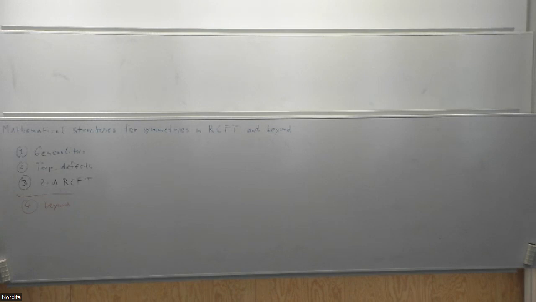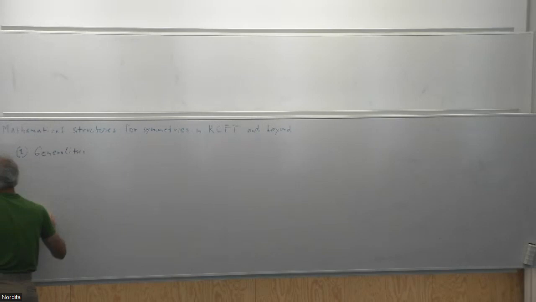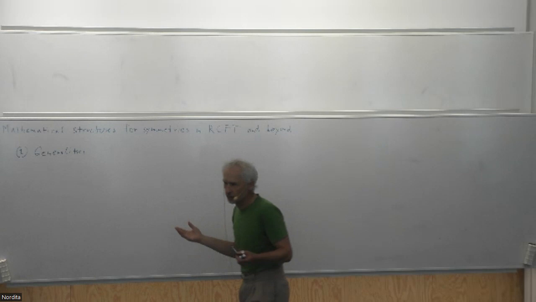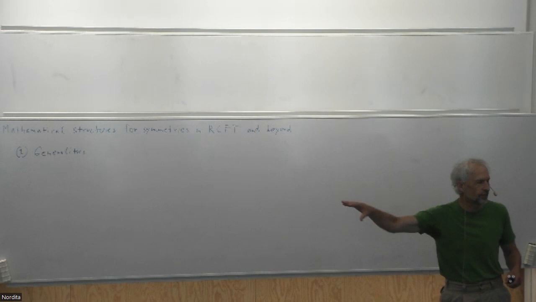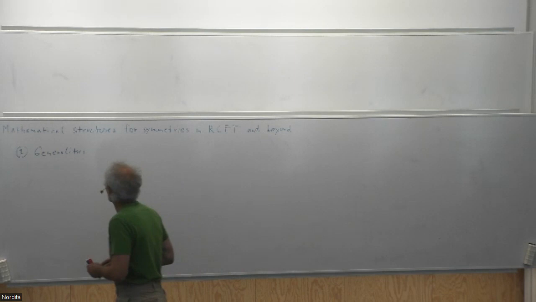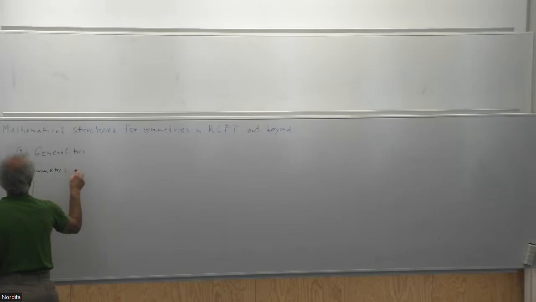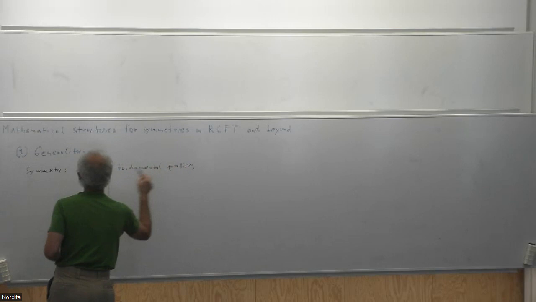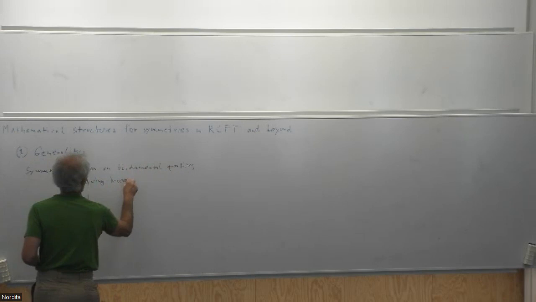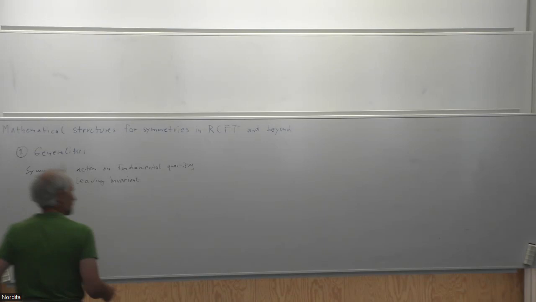So let's start with one. So we want to talk about symmetries. Symmetry means that there is some stuff, some things that we want to transform, but certain interesting things should be invariant. And in quantum field theory, we would say a symmetry, there should be some action on certain fundamental quantities, and we have to specify them, leaving invariant specific interesting quantities.